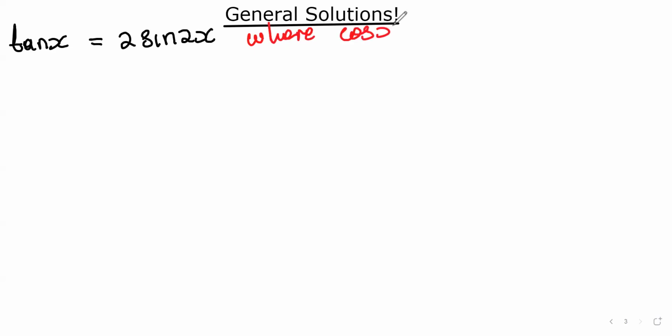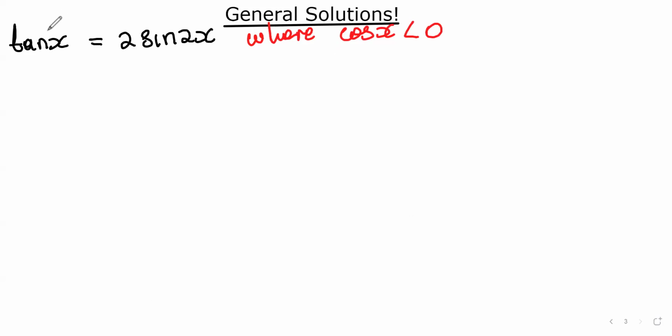Again, here we are given that the tangent of x is equal to 2 times the sine of 2x. So this is what we have. And they tell you something important. They say, this is where cosine x is negative. Very important. Okay. So the question is, how can we find the general solution in this case?